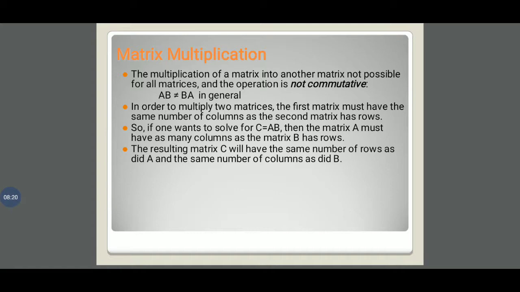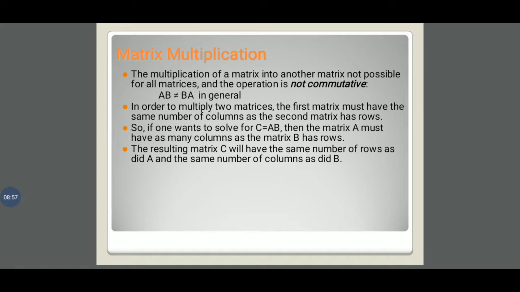In order to multiply two matrices, the first matrix must have the same number of columns as the second matrix has rows. So if you want to solve for C equal to AB, then the matrix A must have as many columns as the matrix B has rows. The resultant matrix C will have the same number of rows as A and the same number of columns as B. That is matrix multiplication.